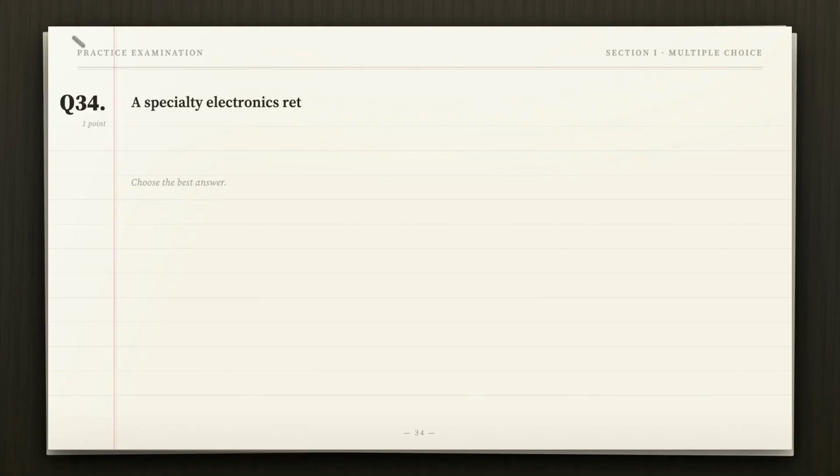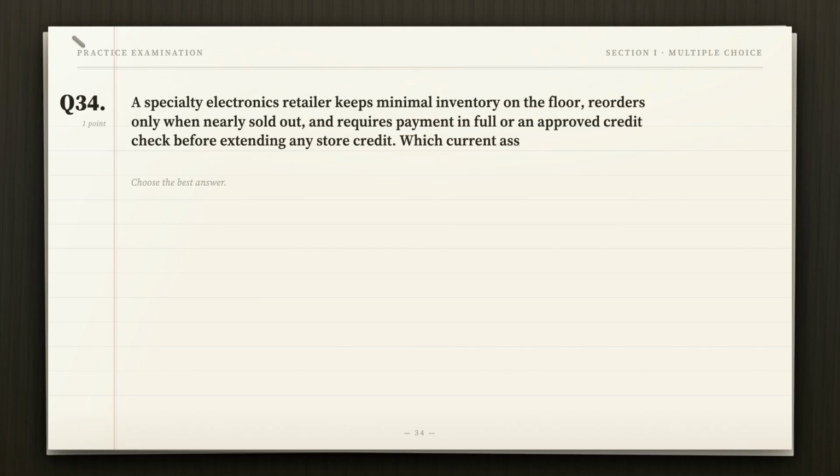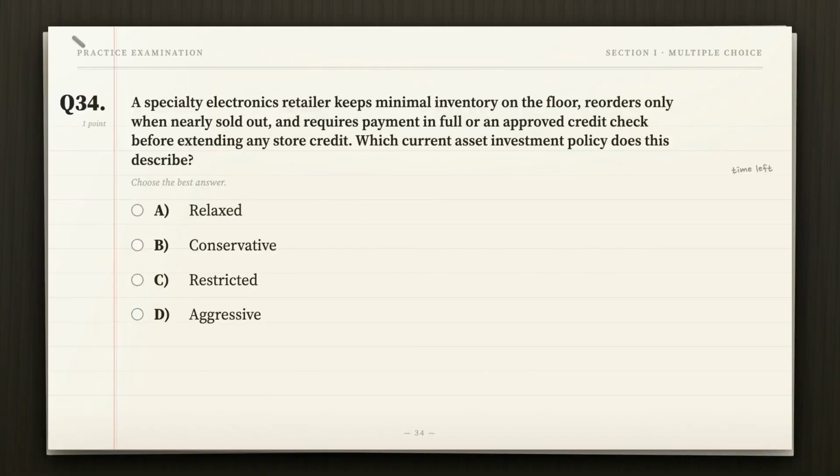Question 34. A specialty electronics retailer keeps minimal inventory on the floor, reorders only when nearly sold out, and requires payment in full or an approved credit check before extending any store credit. Which current asset investment policy does this describe? Your options are: A. Relaxed, B. Conservative, C. Restricted, D. Aggressive. Take a second. Which answer would you pick?